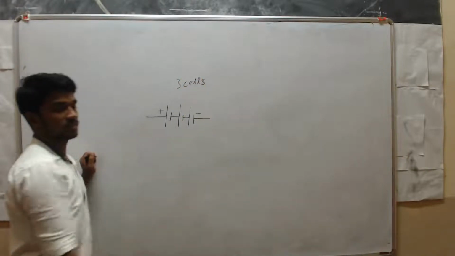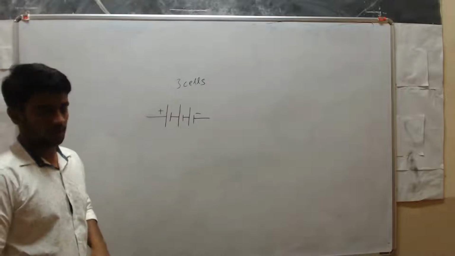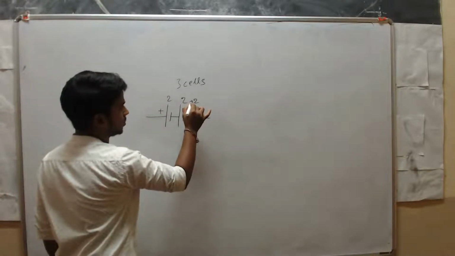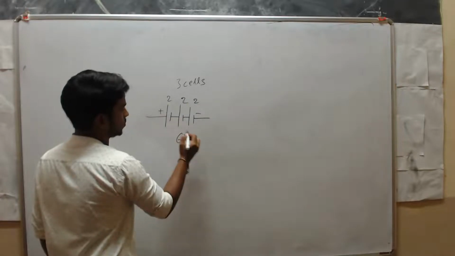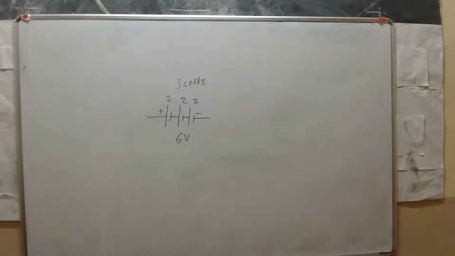So battery means more than one cell, 2 or 3 or 4 like that. Suppose each is a value of 2 volt, then totally we can say 6 volt. So this is the symbol of battery.